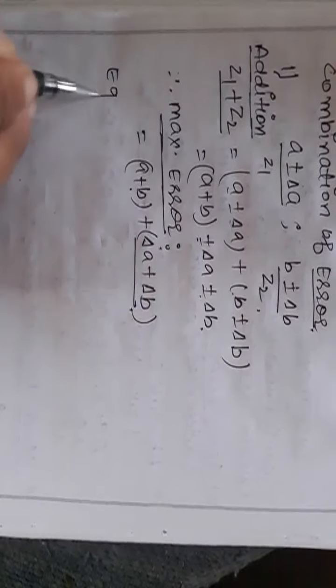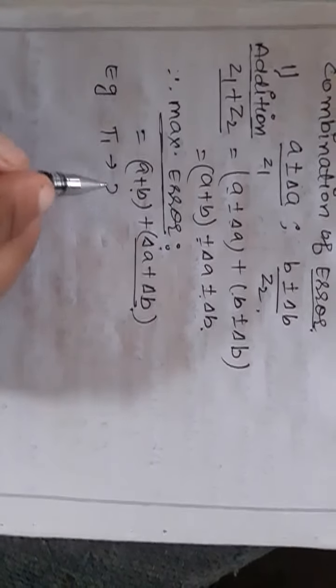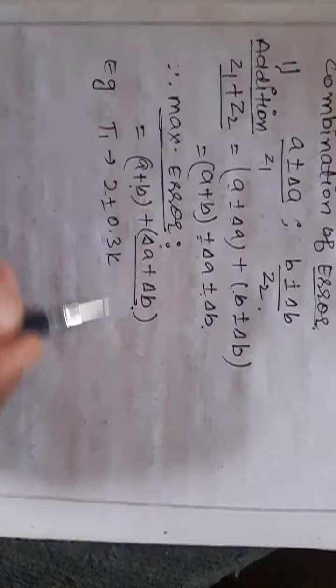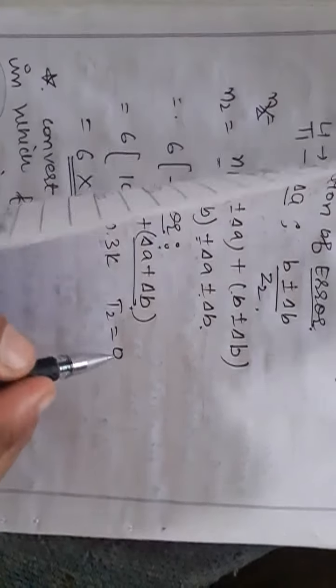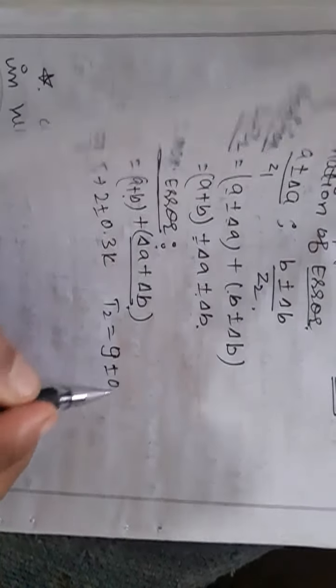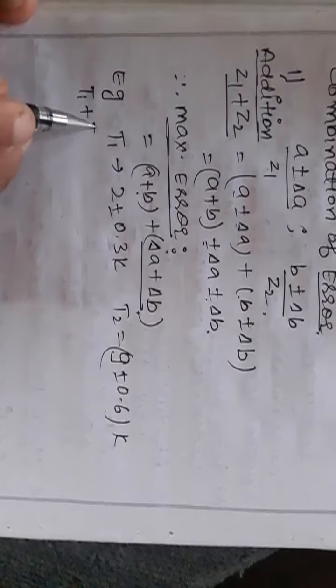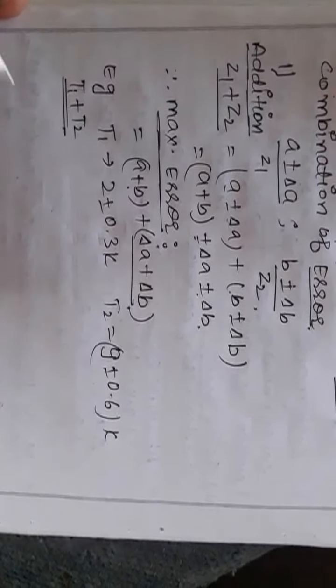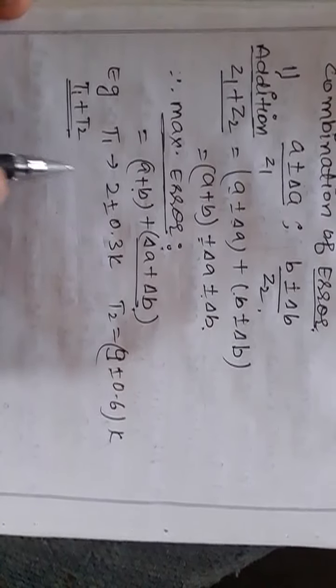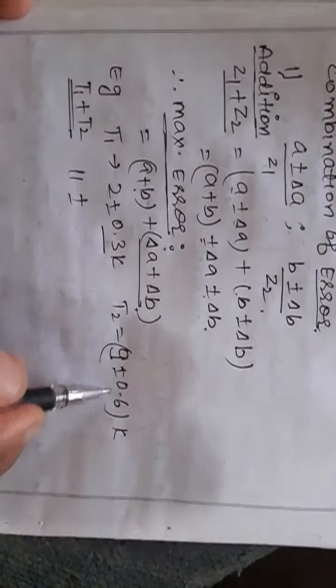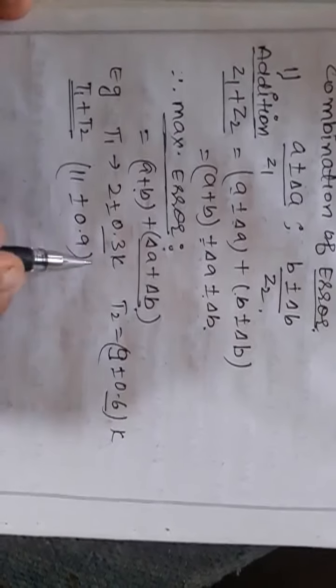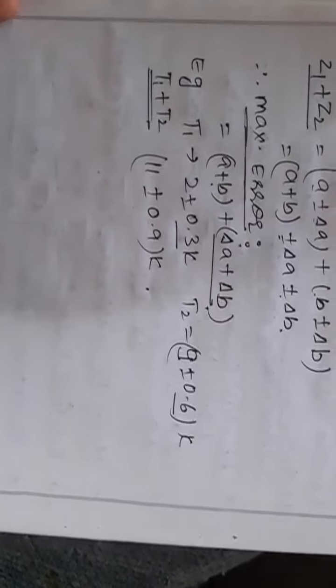If I take an example, let us suppose T1 is the temperature 2 plus minus 0.3 Kelvin, and T2 is the temperature 9 plus minus 0.6 Kelvin, and I want to find the resultant temperature, so T1 plus T2. So I will add: 9 plus 2 will be 11, and the errors 0.3 plus 0.6 give 0.9 Kelvin. So I think it is clear to all of you.